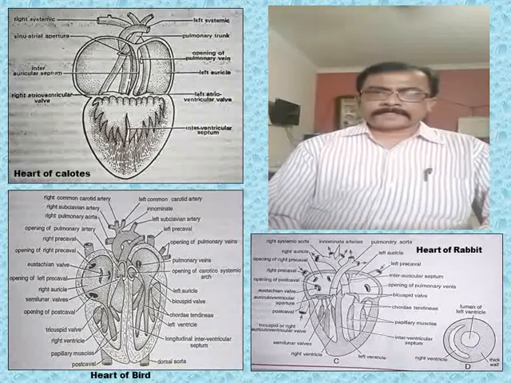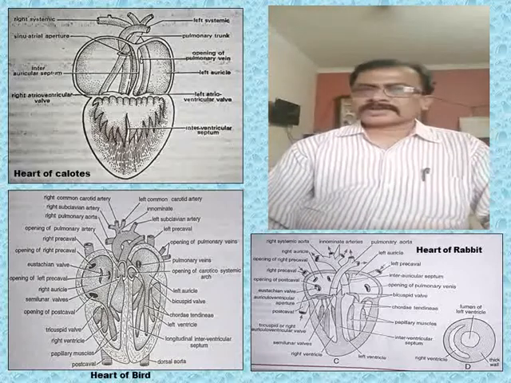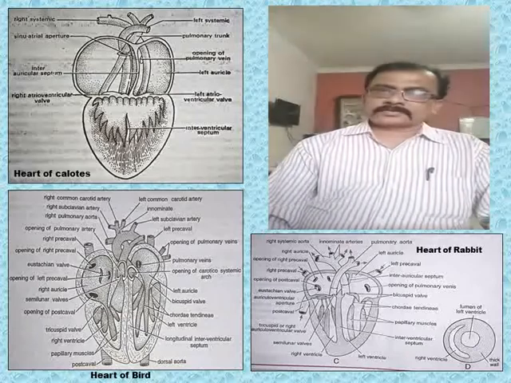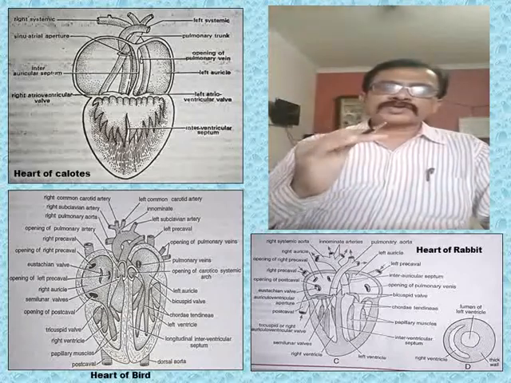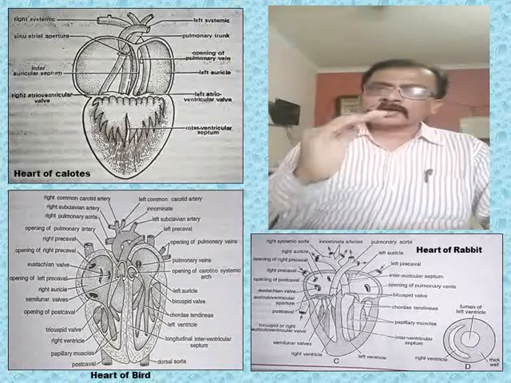Then columnae corneae. What are these? In lizard, prominent ridges from the inner wall of the ventricle are columnae corneae.